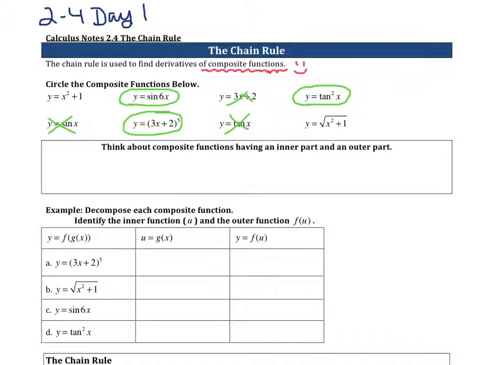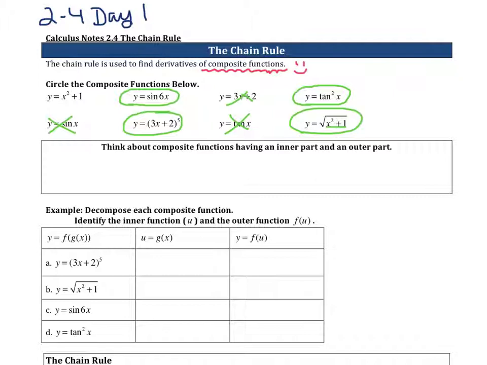And then last but not least, you have this one, y equals radical x squared plus 1. Your inside function, x squared plus 1, would be the beginning function, and then the outside with the radical would be your outside function.